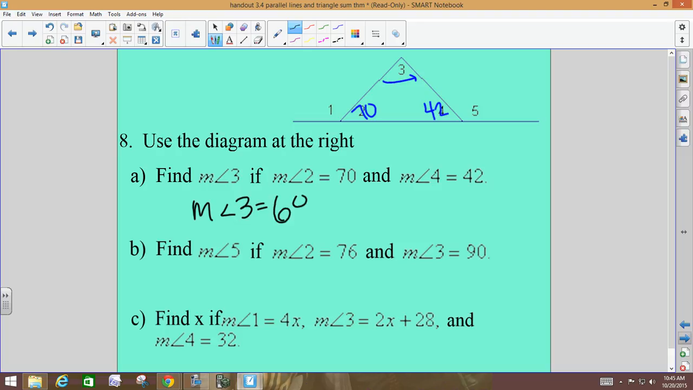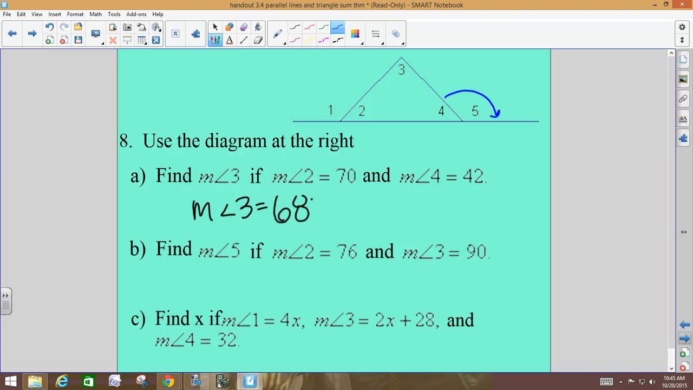68. Do you guys agree with her? What theorem did you use? Yeah, the triangle angle sum theorem, which says that all three angles have to add up to what? 180. Good.